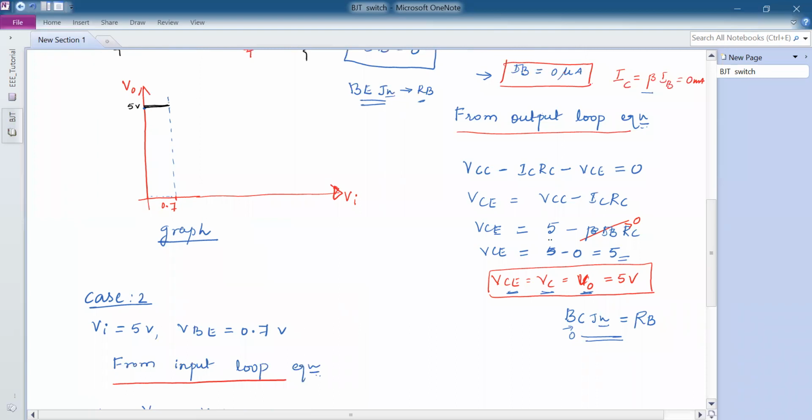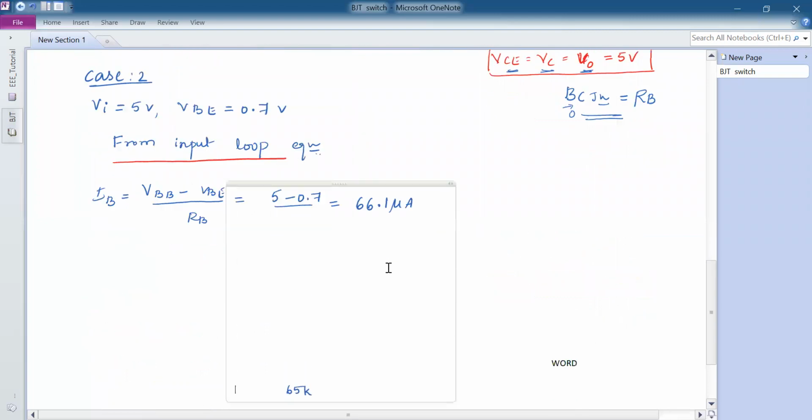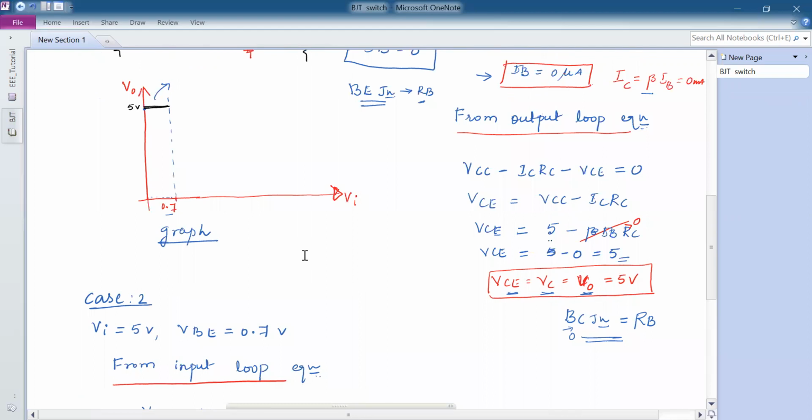and here we can see that there is a vertical line with the voltage of 0.7. Any input voltage, which is on the horizontal axis, less than 0.7 will make the output voltage 5 volts and keeps the transistor in cutoff region. So this we call it as a cutoff. Fine. So this region we call it as a cutoff region.